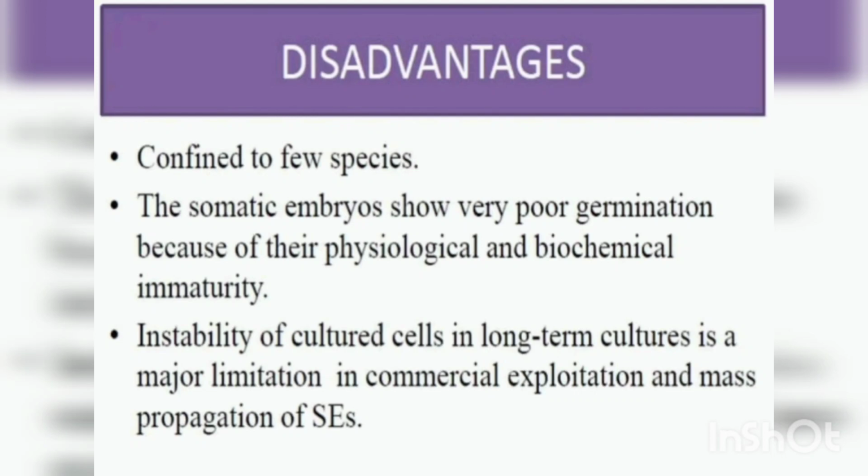Okay, so only a few species respond to somatic embryogenesis. The next thing is that a very poor germination rate of the embryos is seen, and the third one is that the embryos are unstable, and therefore commercial exploitation is not possible.